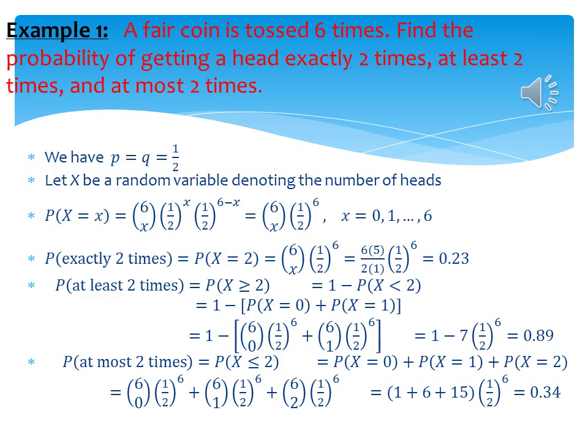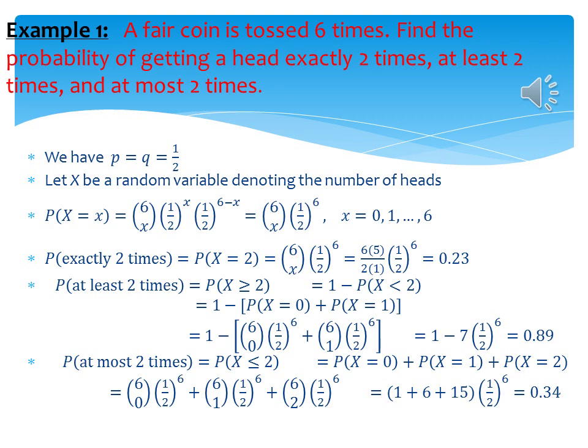We have a very famous example. A fair coin is a coin that has no bias; it's called a fair coin because its faces are equally likely. It's tossed 6 times. What does that mean? Tossed 6 times means n equals 6, 6 repeated experiments. So n here is equal to 6.